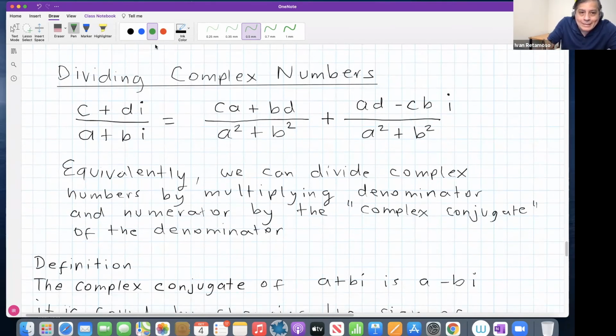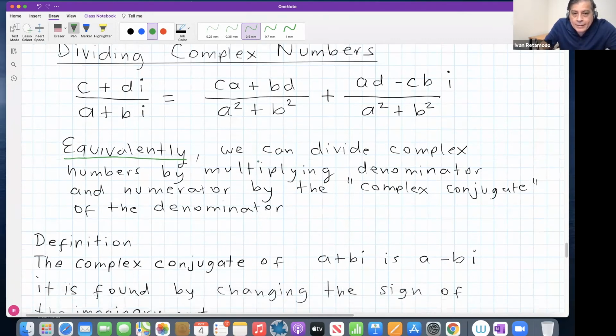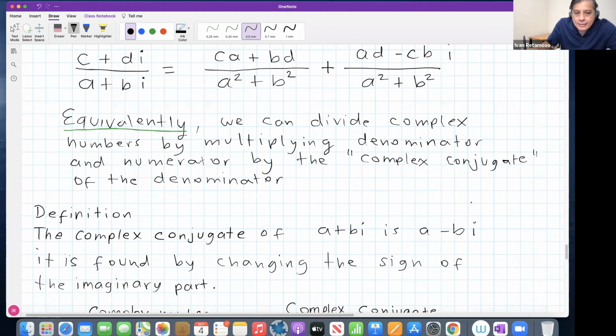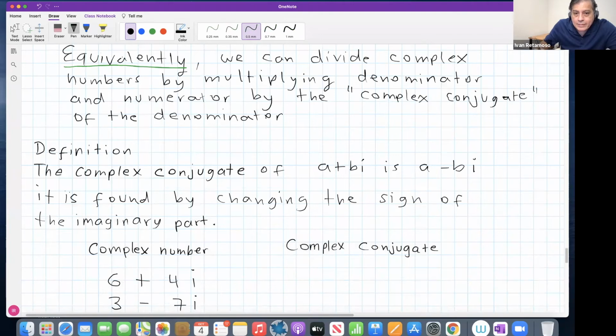However, there is an alternative to go around the formula and do it differently but equivalently. We can divide complex numbers by multiplying the denominator and the numerator by the complex conjugate of the denominator. Professor, what is the complex conjugate? Well, let me explain to you what that is. The complex conjugate of a plus bi is going to be a minus bi.